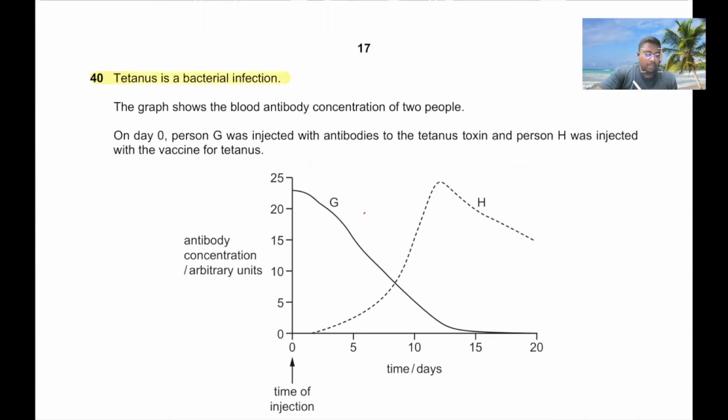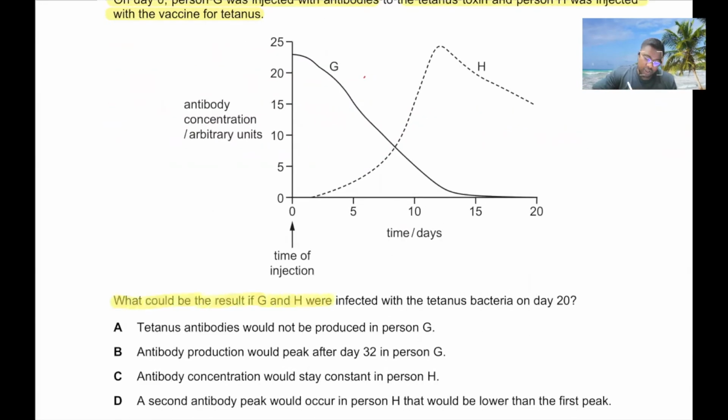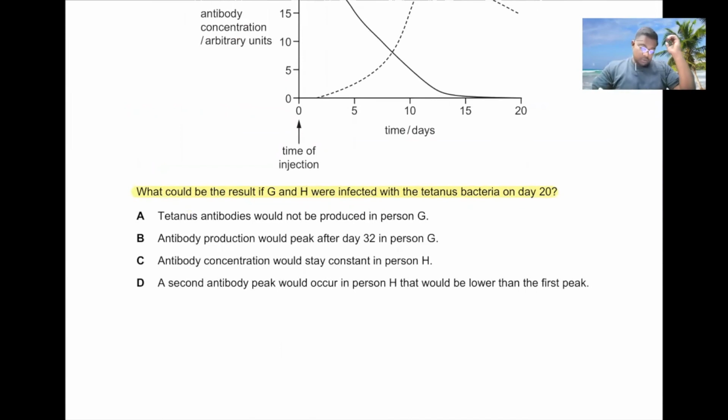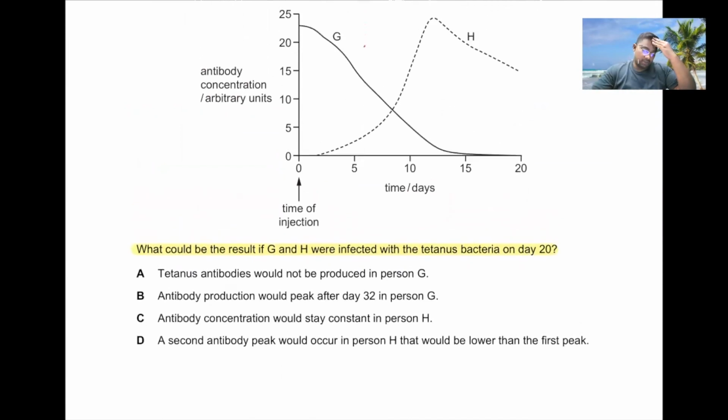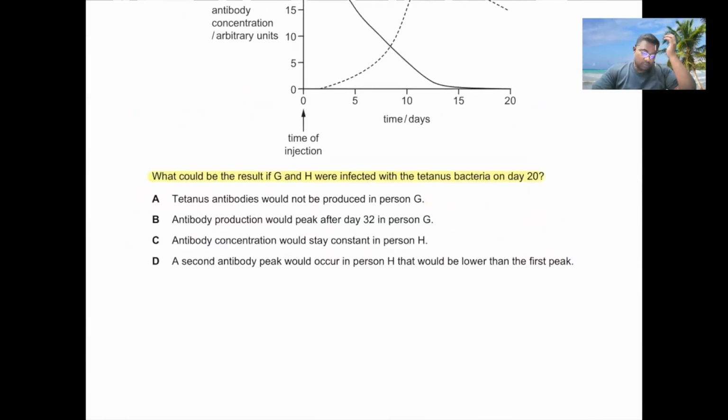Question number 40. Tetanus is a bacterial infection. The graph shows the blood antibody concentration of two people. On day 0, person G was injected with antibodies to the tetanus toxin and person H was injected with vaccine for tetanus. What could be the result if G and H were infected with tetanus bacteria on day 20? Tetanus antibodies would not be produced in person G. If the person gets infected, the person will produce tetanus antibodies eventually.